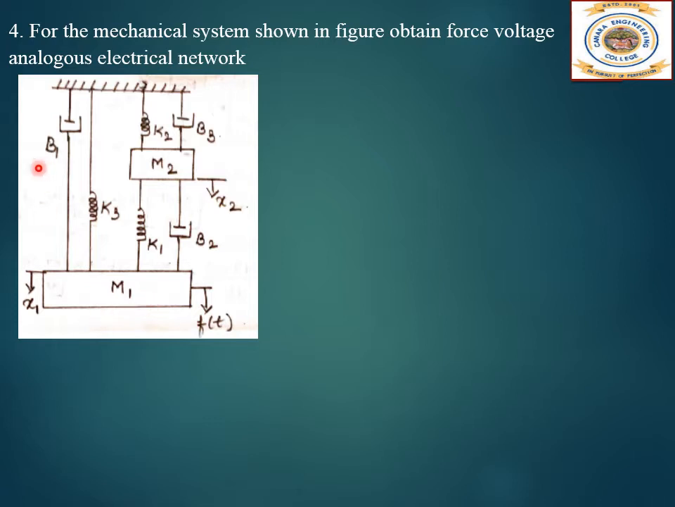Then check out here, b1 and k3, they are connected from the reference to this mass, so they also will be connected from the node to the ground. Then k1 and b2 are connected between mass m2 and m1, so they have to connect with x2 and x1. Then K2 and B3 are connected to the reference and X2, so they will be from reference to X2. M2 is connected from X2 to the ground.